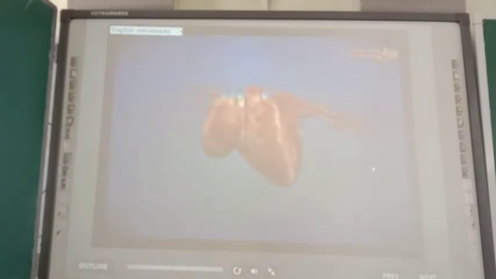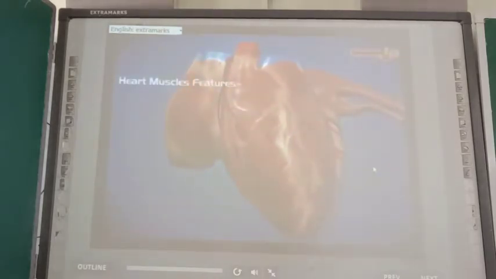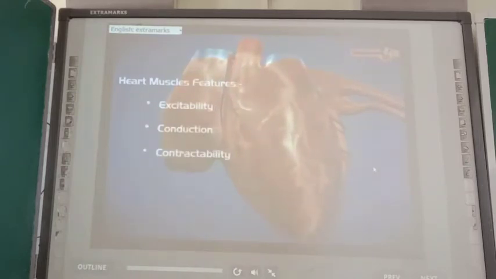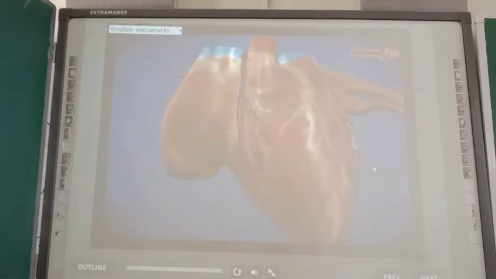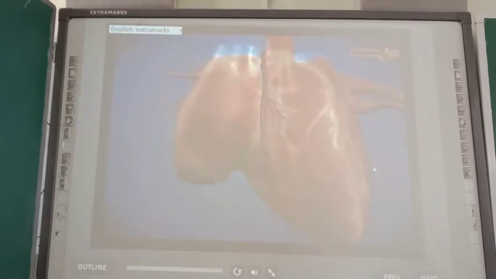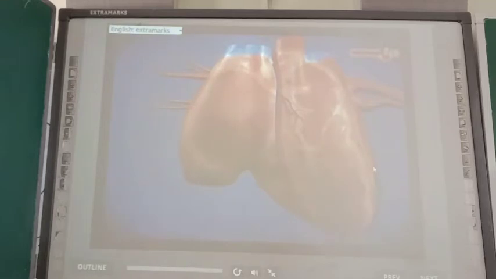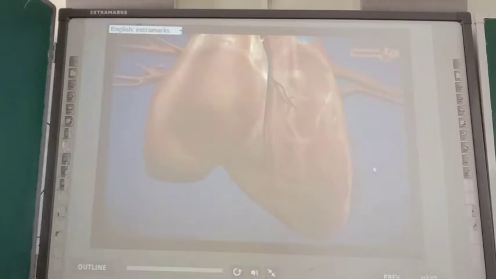The structure of the organ is made up of specialized muscles called cardiac muscles. These muscles have special properties of excitability and conduction in addition to contractility. You can also see the blood vessels which supply the heart musculature. The blood vessels which supply blood to the heart are the coronary arteries. The cardiac vein removes the deoxygenated blood.